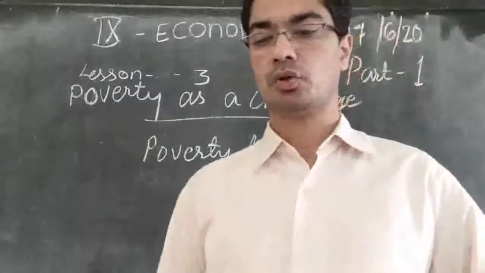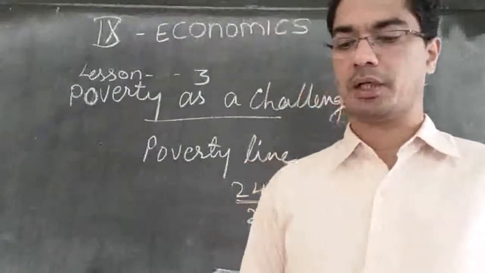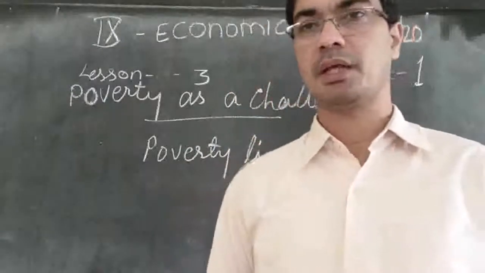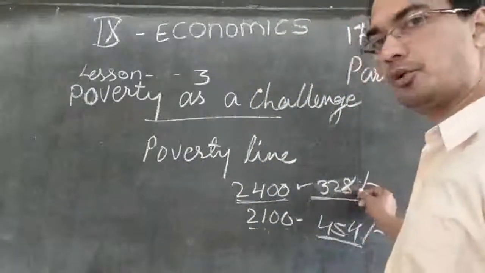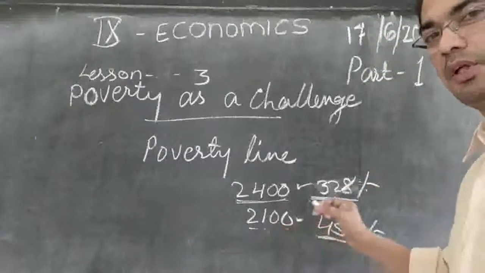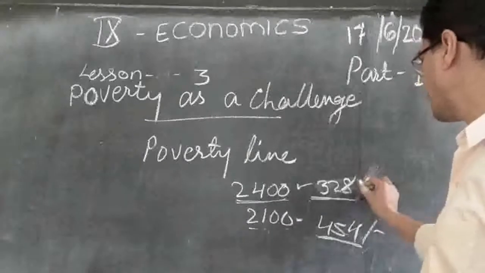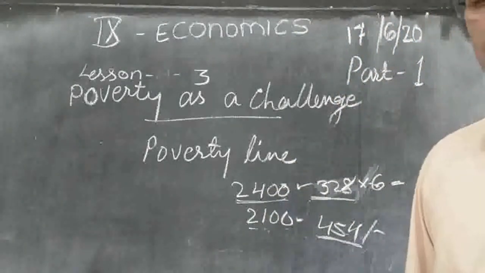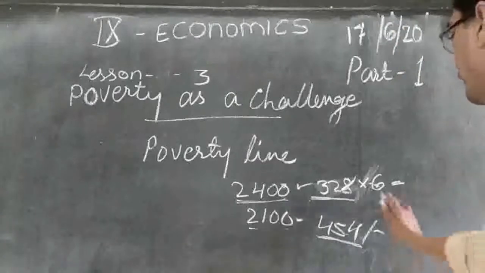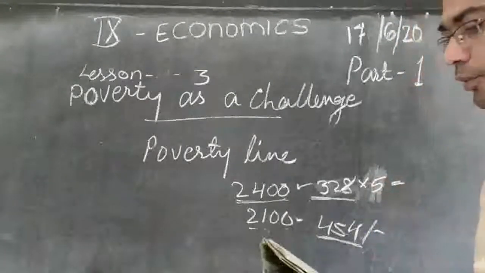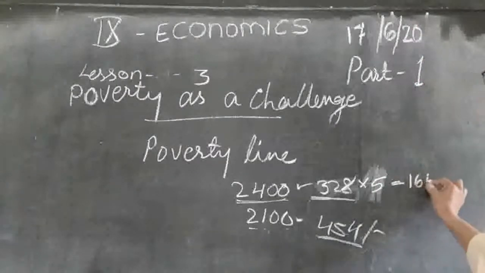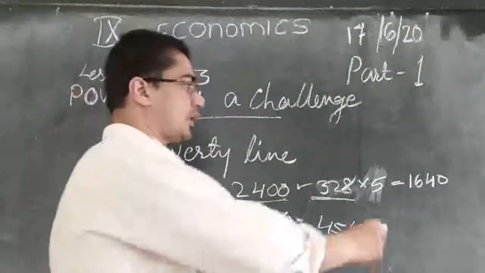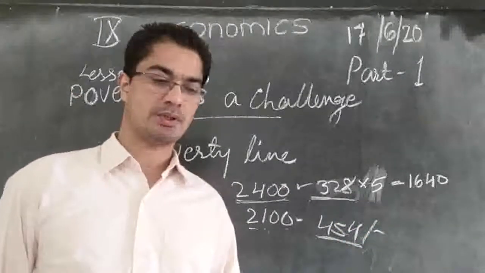And in this way, in the year 2000, a family of 5 members living in rural areas and earning less than about 1640 per month will be below the poverty line. So one person requires 328 rupees. In a family, if there are 5 people in the rural area, we have to multiply by 5. What will be the amount? The total amount should be 1640. So he needs 1640 rupees per month.